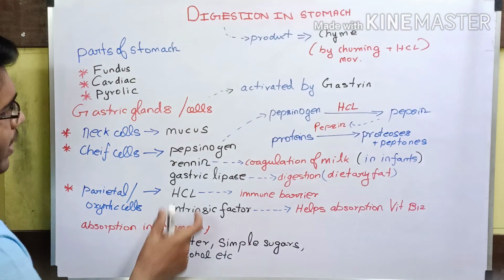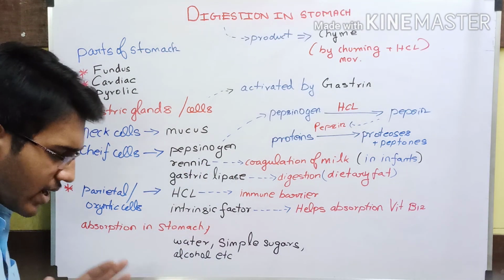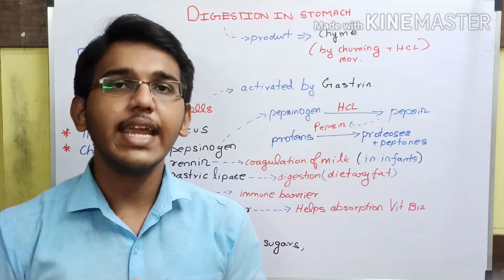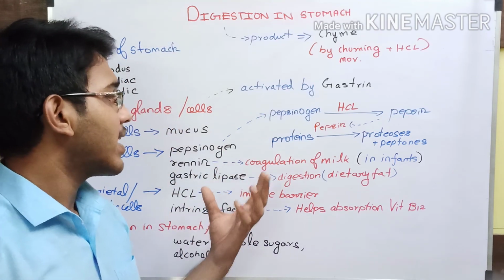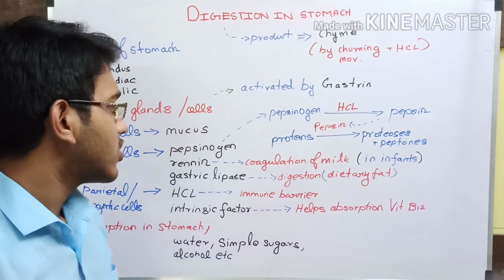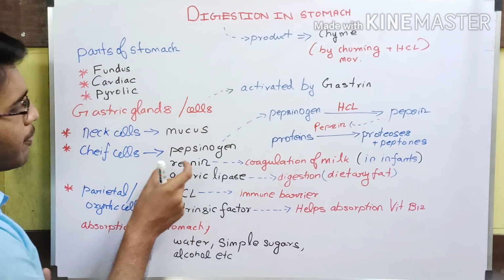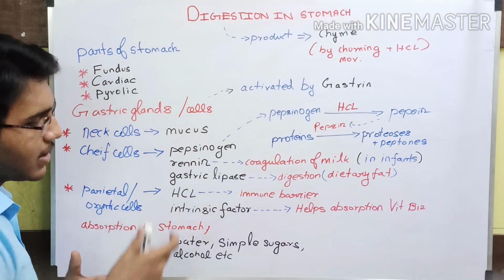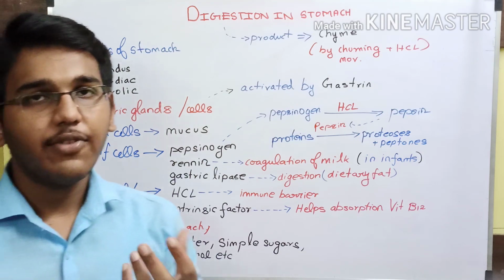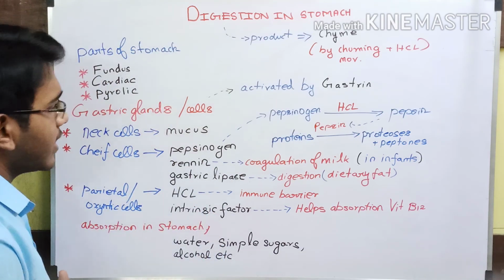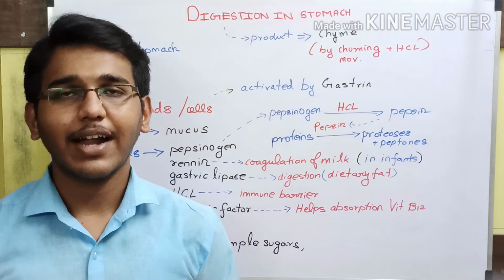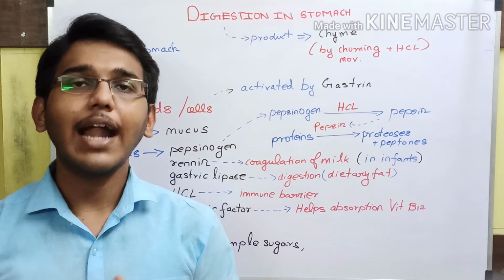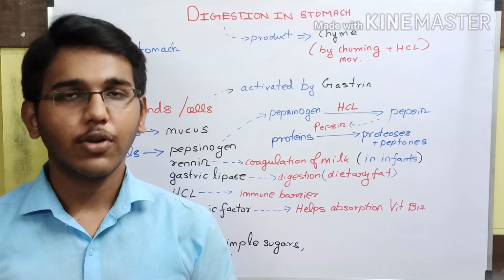The main role of the renin enzyme is very specific because it is present only in infants and newborns. The main role of renin is coagulation of milk. So renin is an important enzyme secreted in the stomach of infants. And the enzyme gastric lipase helps in the digestion of dietary fats. Dietary fats are nothing but the fat molecules present in our regular diet.